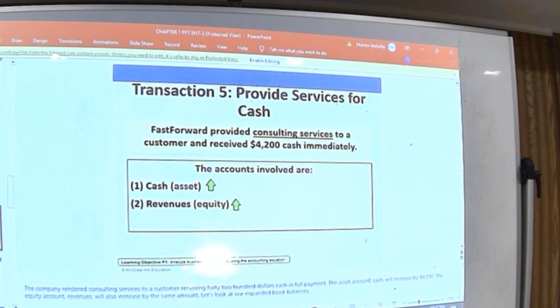Now we've got some money coming in. That's refreshing. So Fast Forward is a consulting business, a service business. This customer to whom we provided services forks over cash right on the spot. So we have some revenue here, 4,200. Asset on the left, 4,200 increases. Revenues, remember that's on the right-hand side. That's part of income. Revenues go up as well.